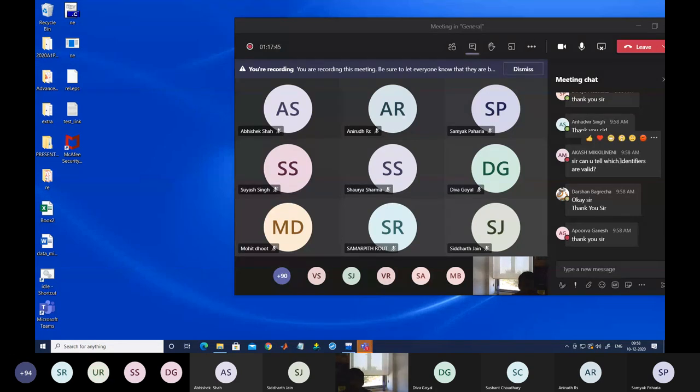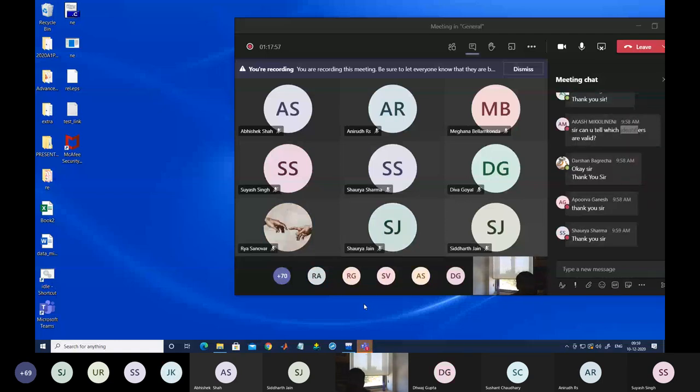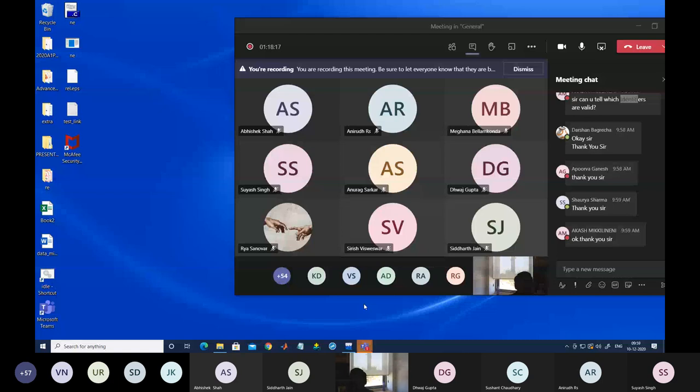Which identifiers are valid? I have already given you the reason. When you define an identifier, the first character can be either an underscore or any alphabet. Apart from that, you cannot use anything else. You cannot use a number as the first character, nor a dot or any other symbol. Also, when defining an identifier, you cannot put two words; you can only put a single word.